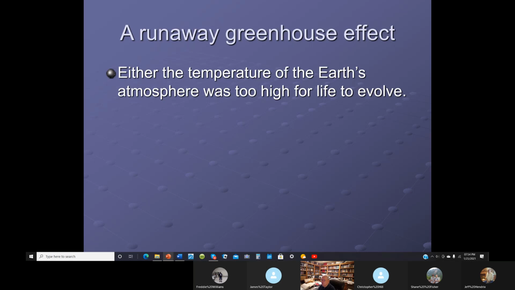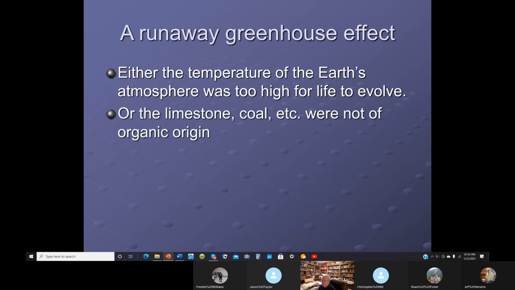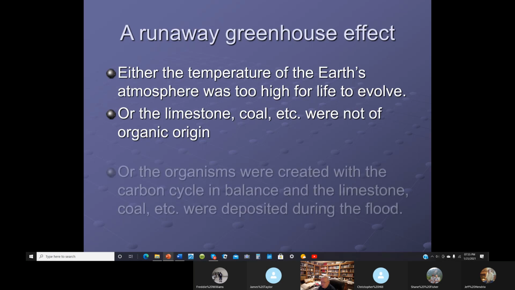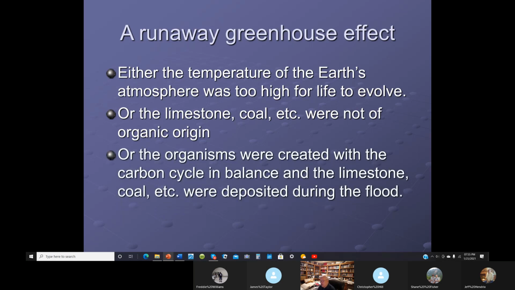Either the temperature of the Earth's atmosphere was too high for life to evolve, or the limestone, coal, etc., were not of organic origin, because that's where a lot of your carbon dioxide is stored. Your carbon is stored, say, in the limestone, coal, and other sources, in the fossils. Or the organisms were created with the carbon cycle in balance, and the limestone, coal, etc., were deposited during the flood. The third option is the one I believe is correct. The other two just won't work.